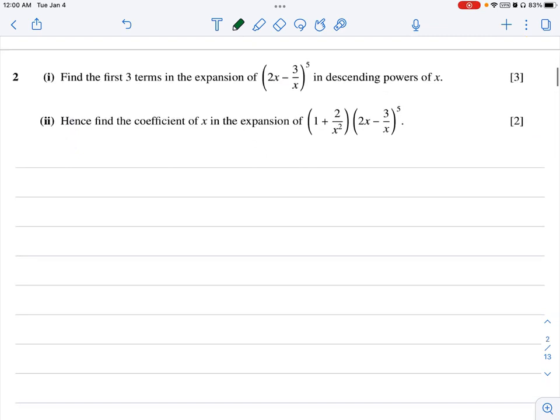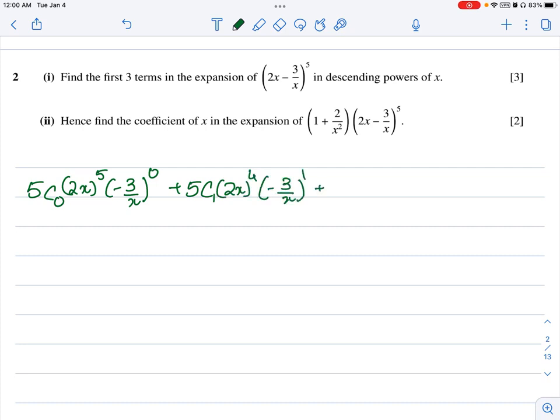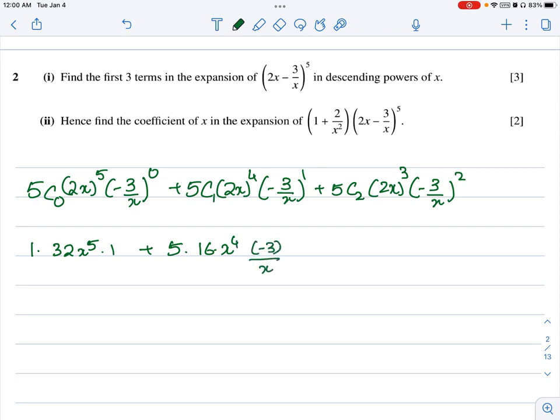Coming to the second question, find the first three terms of the expansion. So 5C0 (2x) to the power of 5 minus 3 upon x whole to the power of 0, plus 5C1 (2x) to the power of 4 minus 3 upon x whole to the power of 1, plus 5C2 (2x) to the power of 3 minus 3 upon x whole to the power of 2. 5C0 is 1, 2 to the power of 5 is 32, x power 5, anything to the power of 0 is 1. 5C1 is 5, 2 power 4 is 16, x power 4, negative 3 upon x. 5C2 is 10, 8, x cube, 3 square is 9 upon x square.